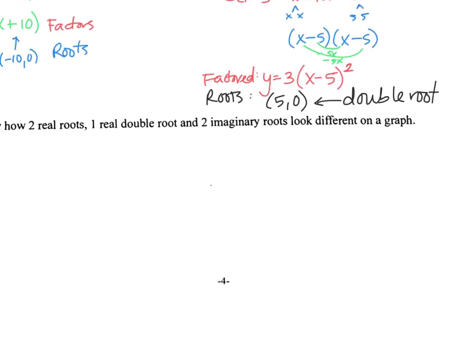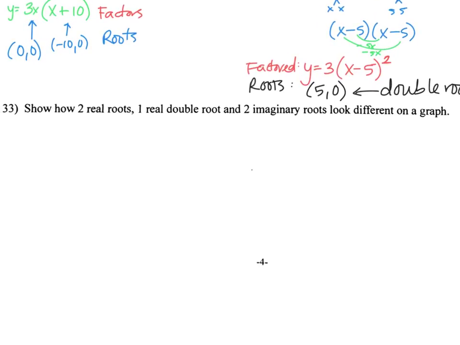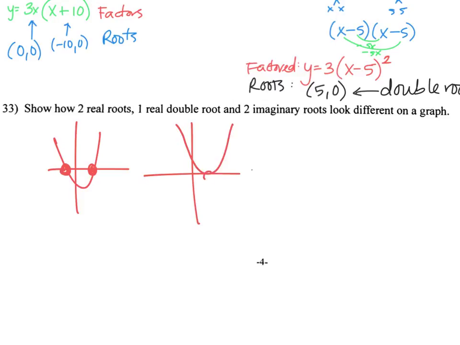All right, and then this last question is just a question about what does it look like. So show how 2 real roots, 1 double root, and 2 imaginary roots look different on the graph. So 2 real roots is where I'm going to cross in 2 distinct points on the x-axis. A double root is when the graph's vertex is on the x-axis. So that root is just going to touch and turn. It's not actually crossing through. And then 2 imaginary roots is where we're not even going to touch the x-axis at all. It's going to cross the y-axis, but it's not crossing the x-axis. So that's going to be your example of 2 imaginary roots. You do need to know the difference between what those 3 look like on a graph.